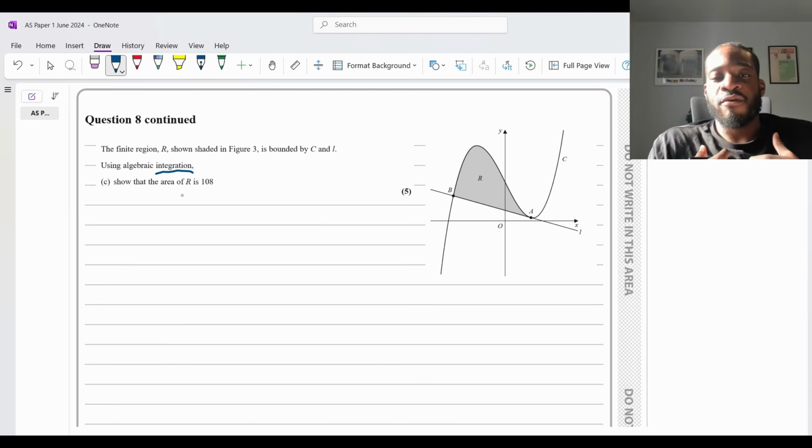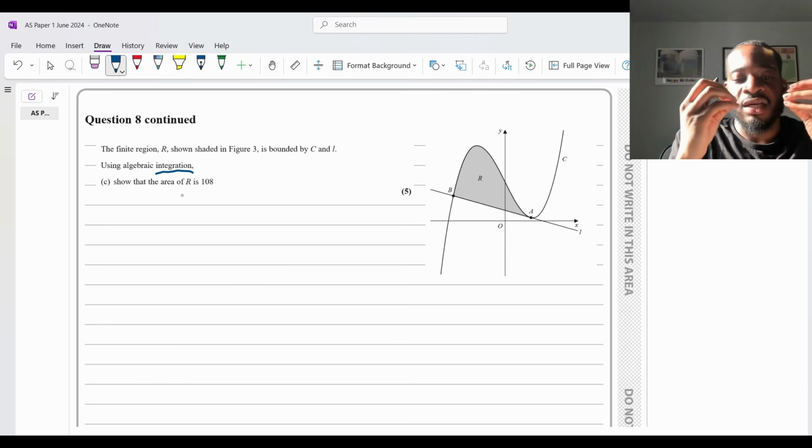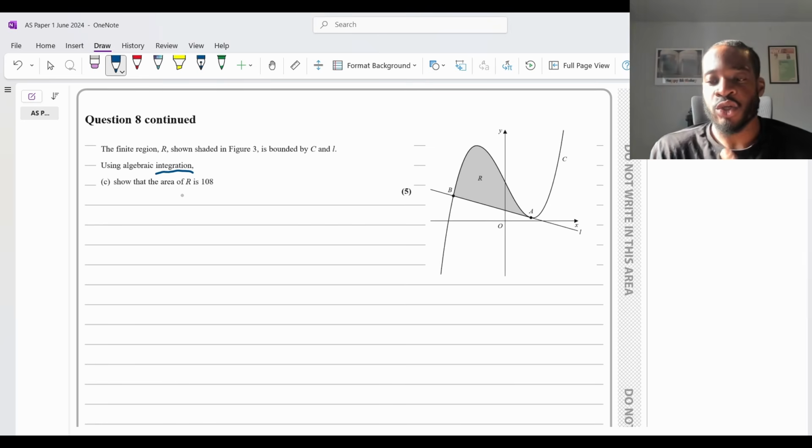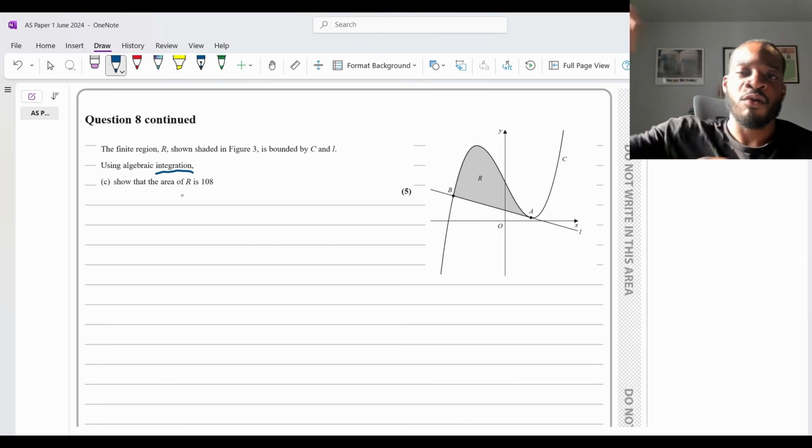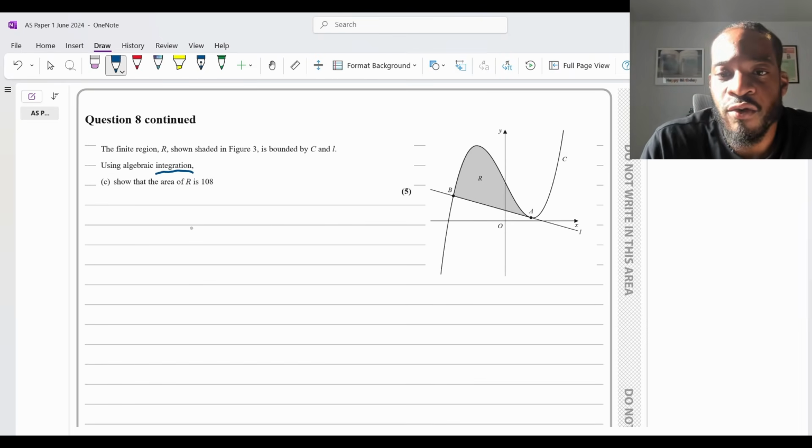So what I like to do before I actually start calculating areas is to visualize what area I'm calculating, especially with a shaded area, which you're going to find more often than not, by removing one area from the other. Okay.